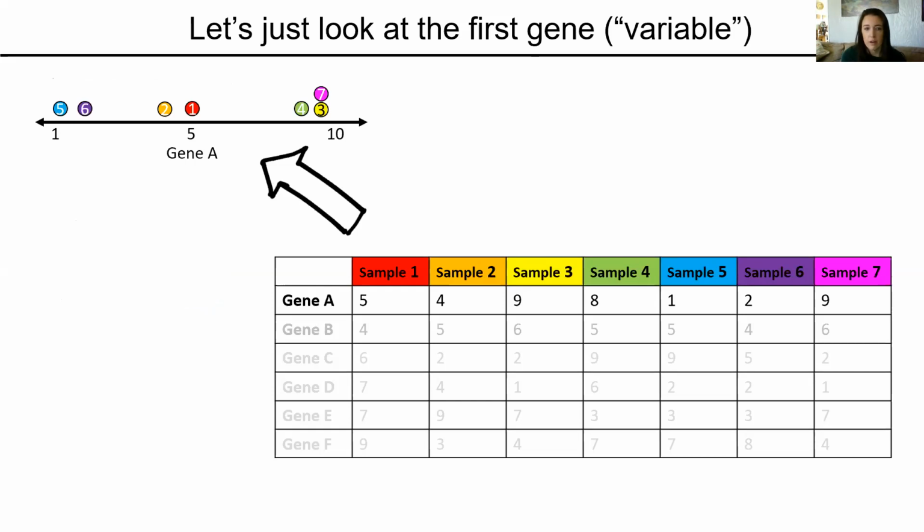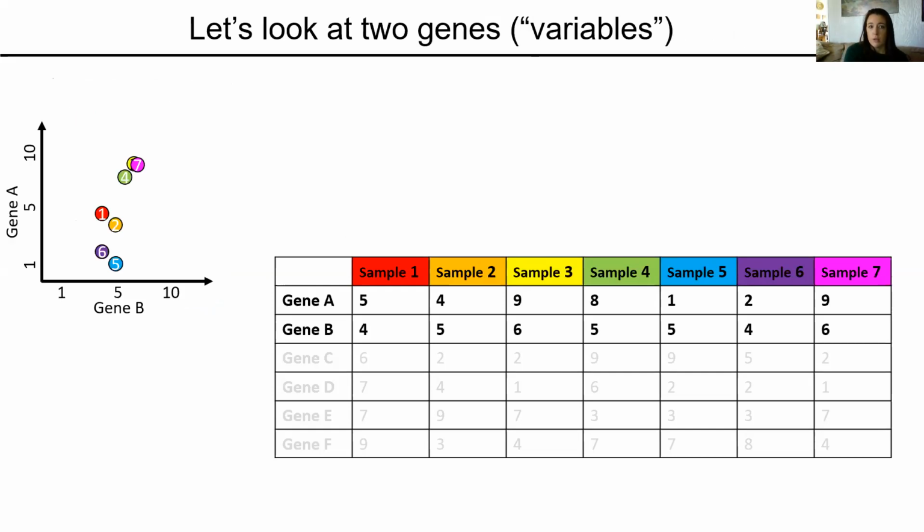But we're not. We're trying to figure out, using all of the genes available, which samples are still the most similar. So we could look at 2 variables at a time in a traditional XY plot. Looking at just gene A and gene B, based on the grouping from gene A, we still see 5 and 6, 1 and 2, and 4, 7, and 3. And gene B doesn't really add a whole lot of information. It doesn't further separate out any groups.